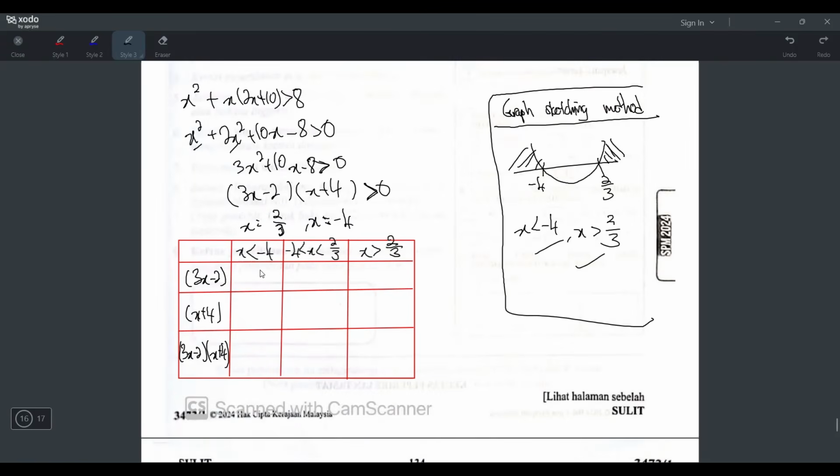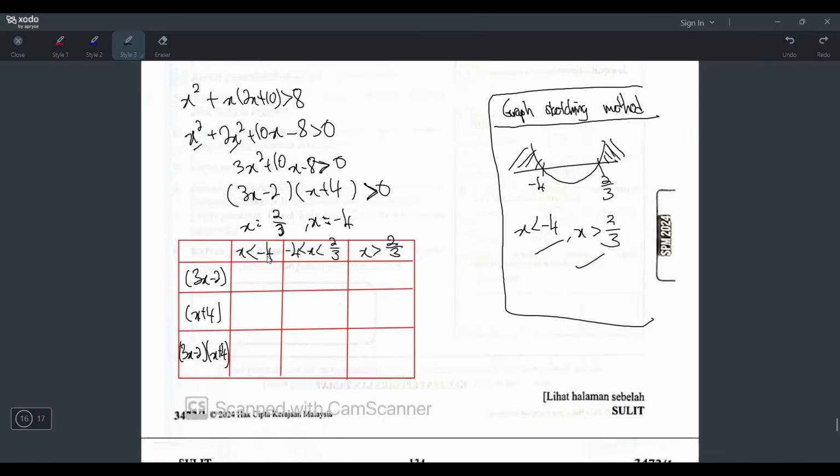Right? So now your job is to choose a number that is smaller than negative 4 and then sub inside this bracket, this bracket, this bracket, and see whether you get positive or negative, right? But your final answer, you want it to be positive because they want the bracket to be bigger than 0. So you will end up choosing the box that is positive. Later, I will look at this three and see which one gives me positive because I want my bracket to be bigger than 0. So it means I want this one to be positive, right? But let's find out the top first.